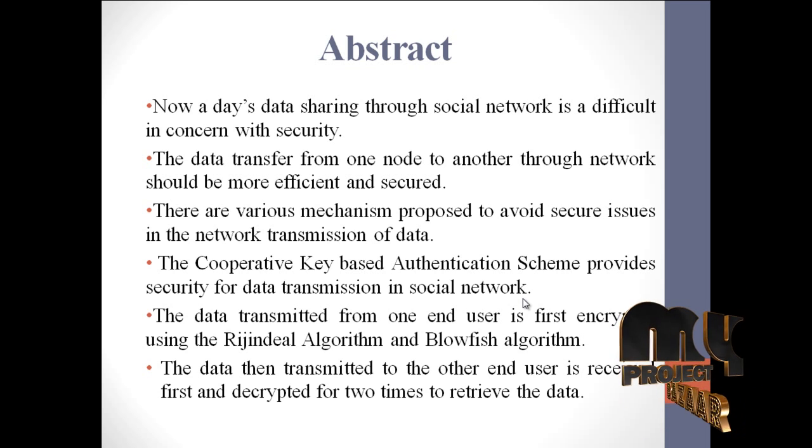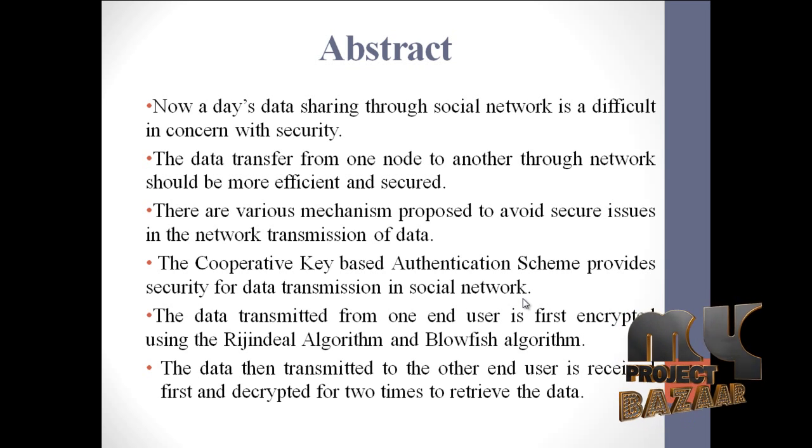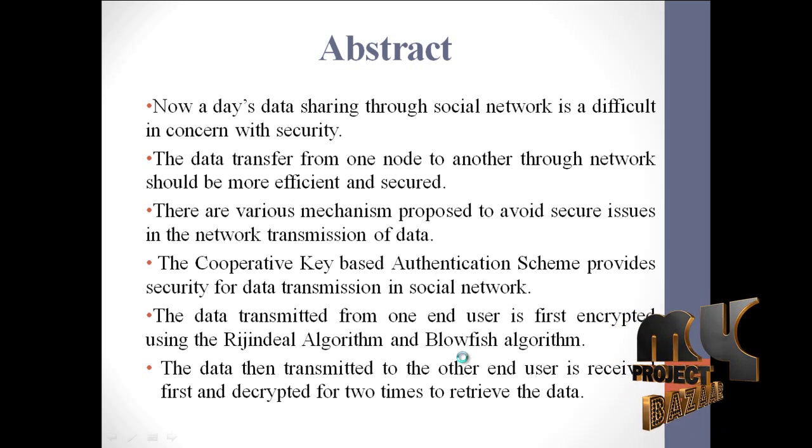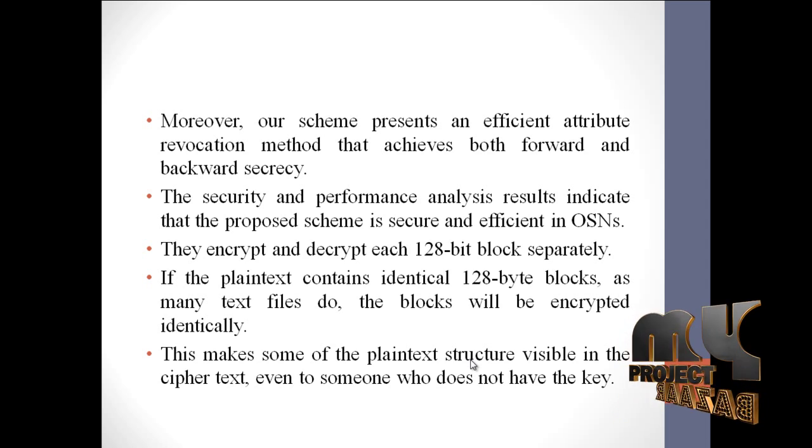The cooperative key-based authentication scheme provides security for data transmissions in social networks. The data transmitted from one end user is first encrypted using the Rijndael algorithm and the Blowfish algorithm. The data is then transmitted to the other end user, who receives it and decrypts it two times to retrieve the data. Moreover, our scheme presents an efficient attribute revocation method that achieves both forward and backward secrecy. The security and performance analysis results indicate that the proposed scheme is secure and efficient in online social networks.